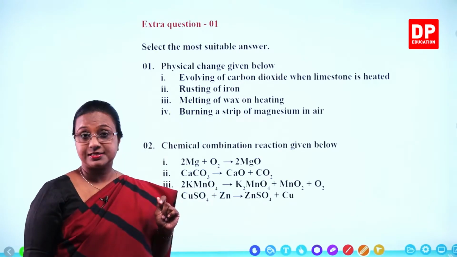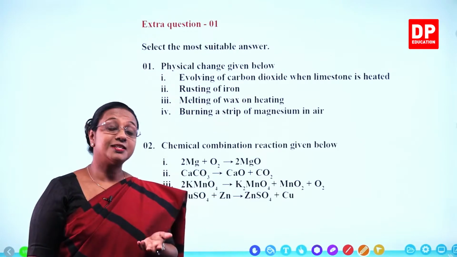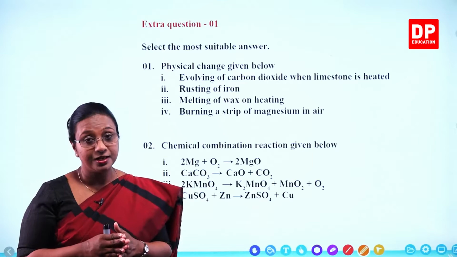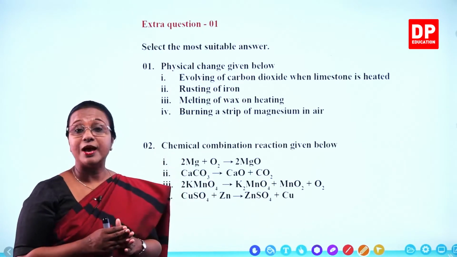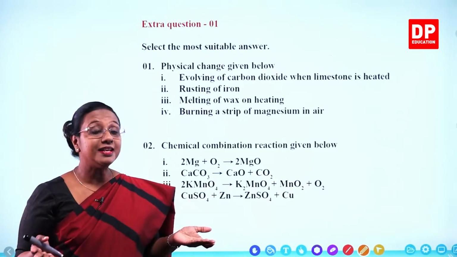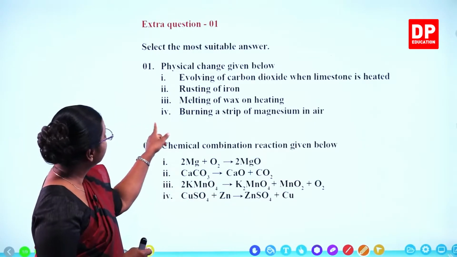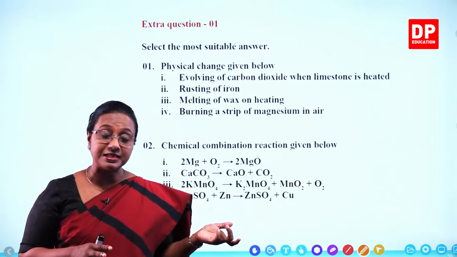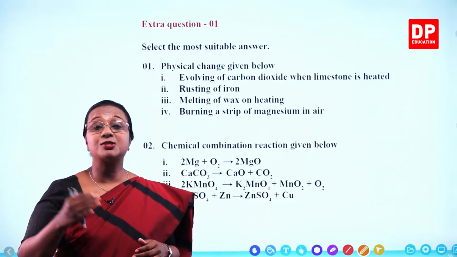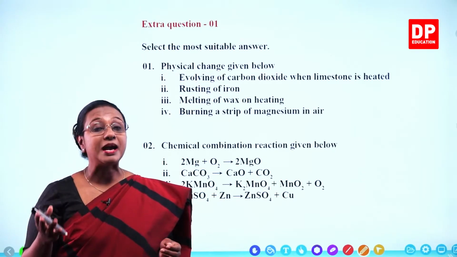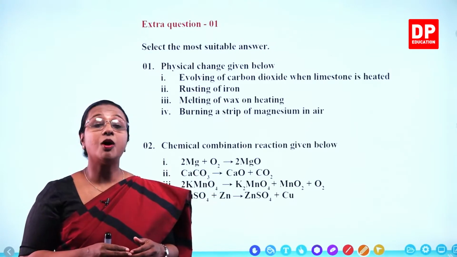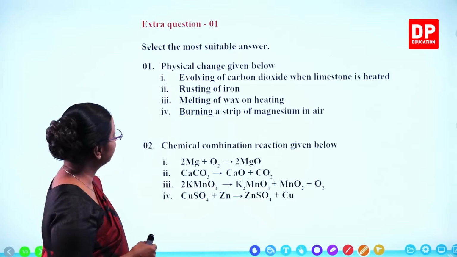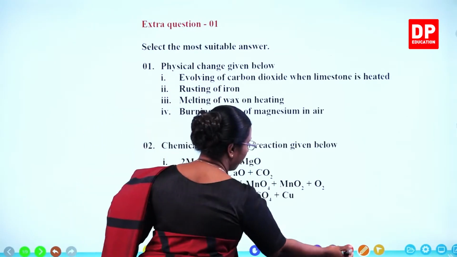Then melting of wax on heating. Wax is a solid substance. When you say melting, the solid becomes a liquid. So solid wax becomes liquid wax on heating. That is melting. That is a physical change. The last one, burning a strip of magnesium in air. So magnesium is a metal. When you burn it in air, it reacts with oxygen in air and forms magnesium oxide. It is a chemical combination reaction. So that is a chemical reaction. Physical change given below is melting of wax on heating.